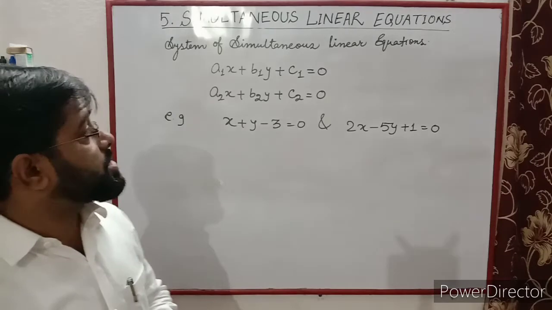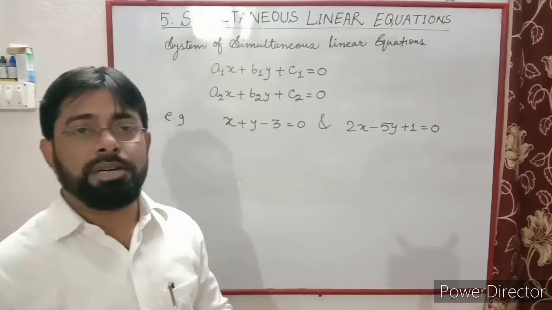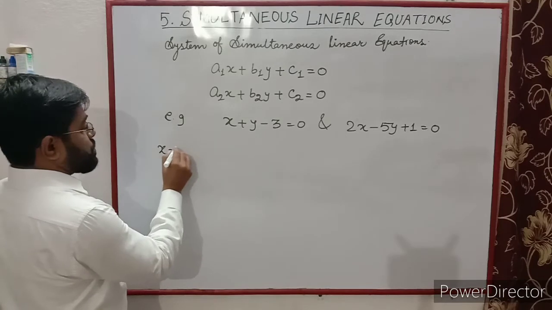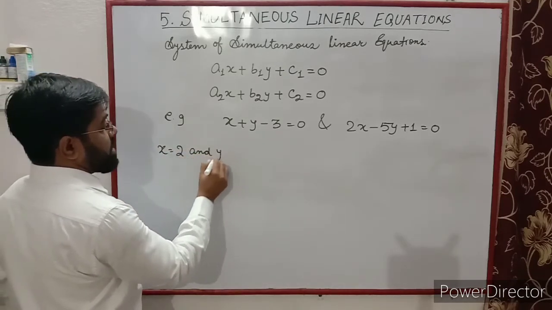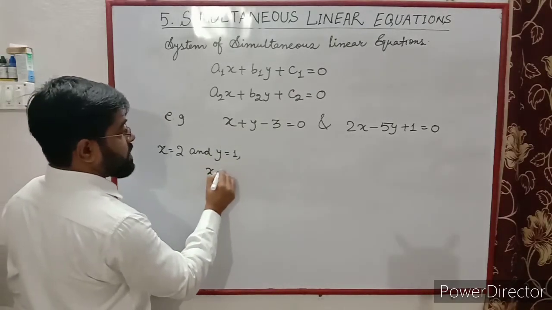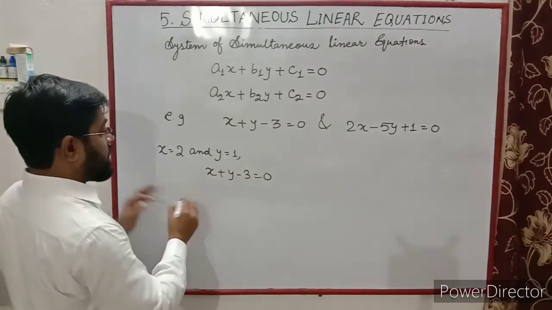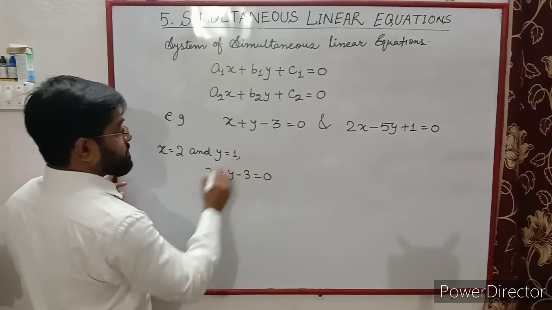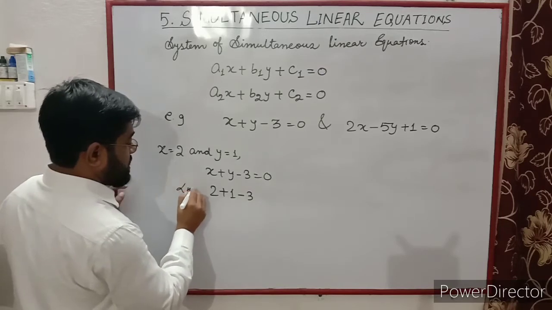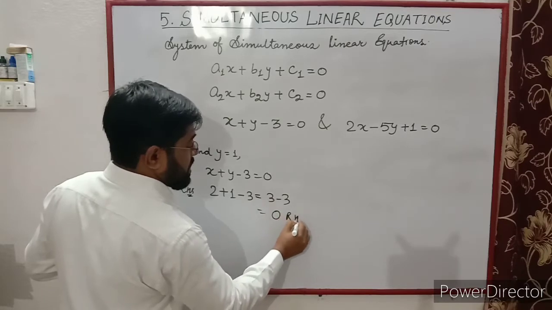Now solution of a system of simultaneous linear equation is an ordered pair of numbers which satisfy both the equations. Let's see. Suppose x is equal to 2 and y is equal to 1. Now the first equation, we have x plus y minus 3 is equal to 0. Now substitute the value of x and y in equation first. So 2 plus 1 minus 3, left hand side. So we have 3 minus 3 is equal to 0, that is right hand side.